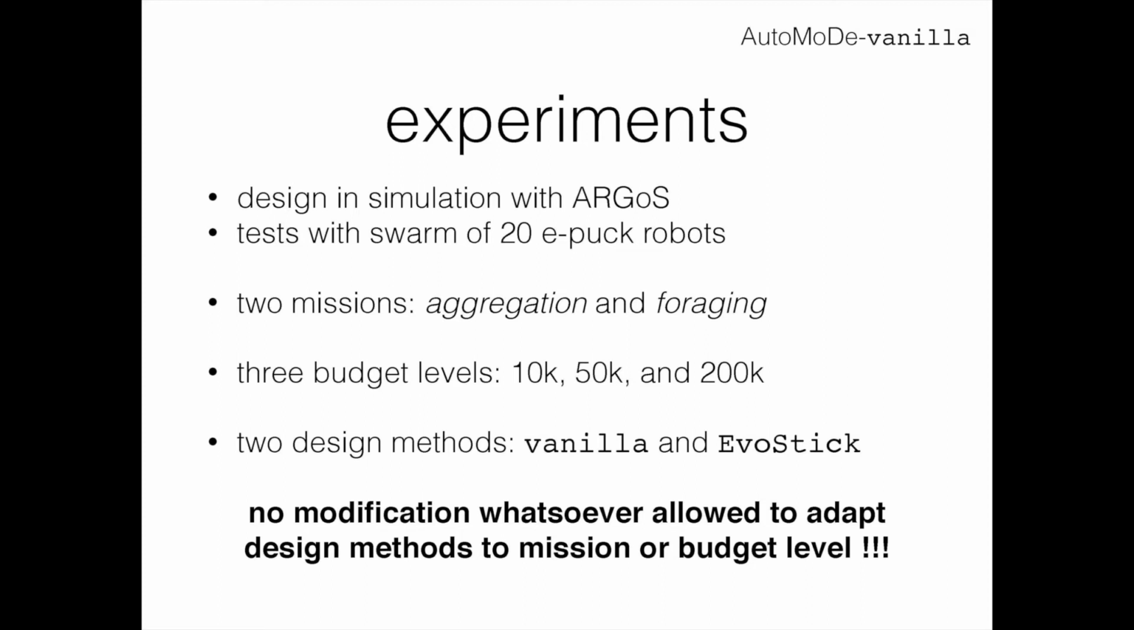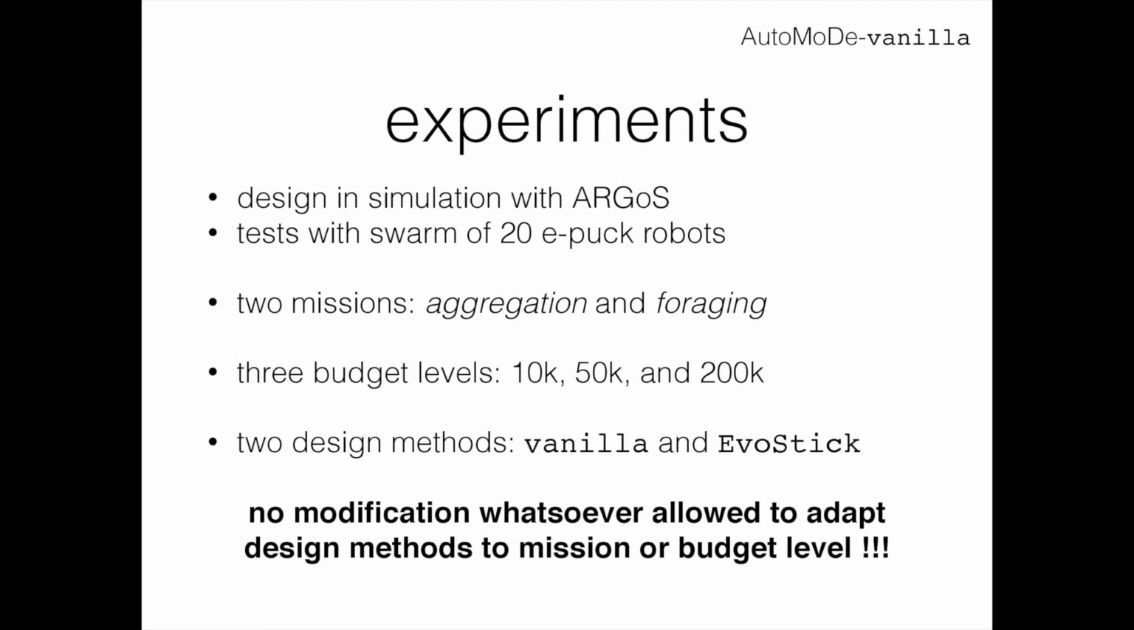I will present now some experiments in which we studied AutoMoDe Vanilla. So the design of the behavior for a robot swarm is performed in simulation using ARGoS. And we test the control software produced with a swarm of 20 e-puck robots. We design control software for two missions. One is aggregation that we have briefly already introduced before, and the other one is a simplified version of foraging. I will tell you some more about this in the next slide.